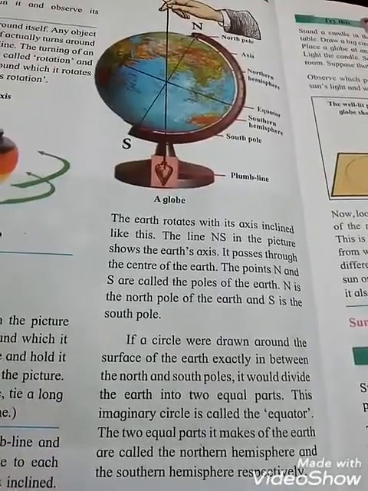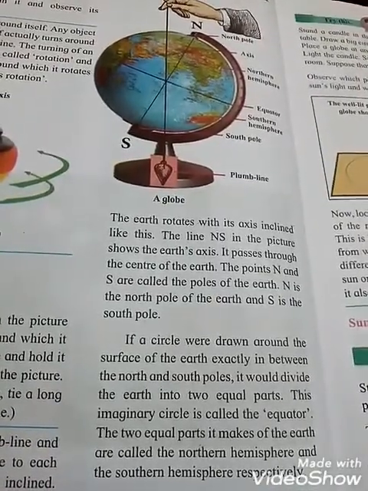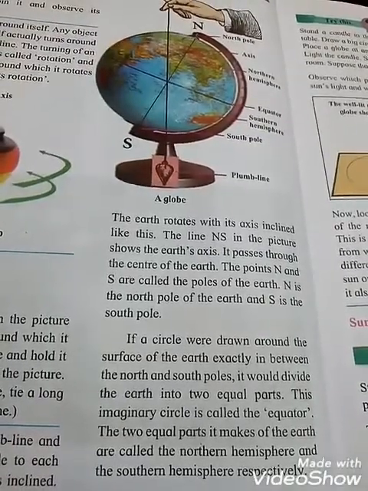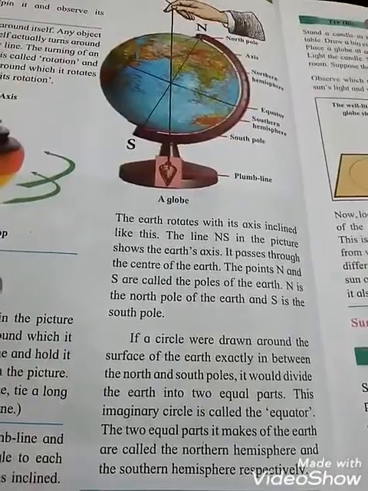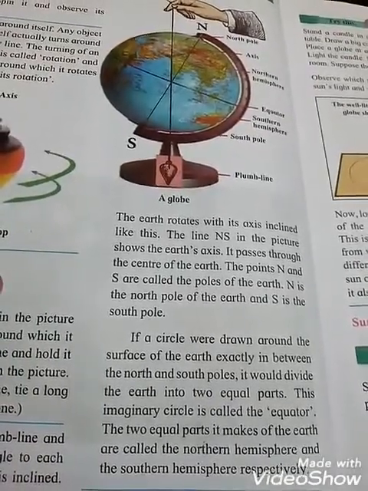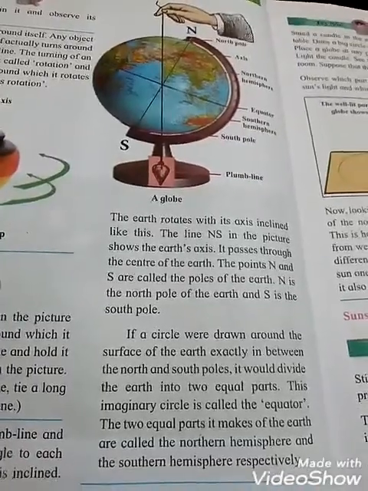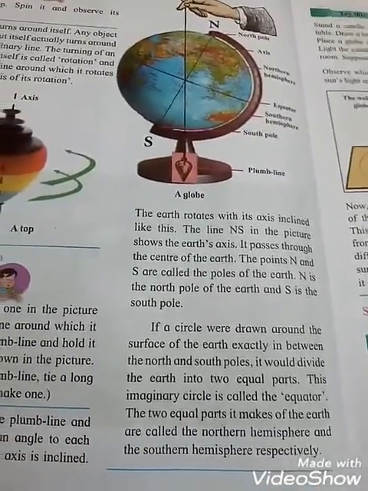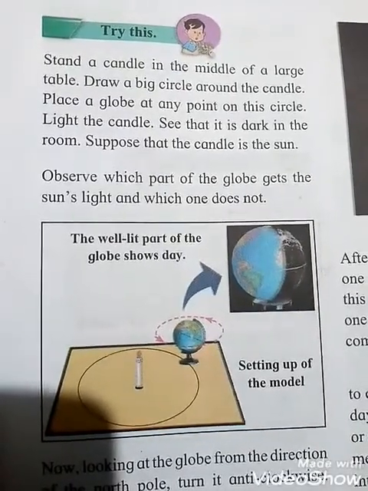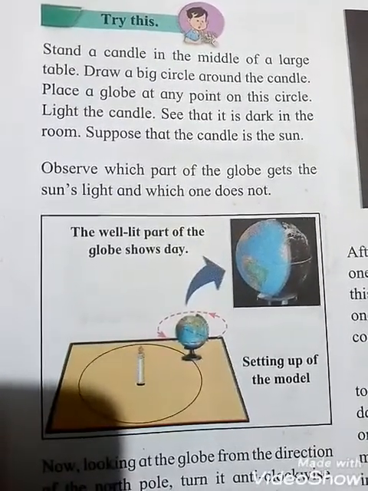And see students, how that imaginary circle is called the equator. The upper part is the northern hemisphere, and next, the southern hemisphere. So this way the two equal parts it makes of the earth are called the northern hemisphere and the southern hemisphere.